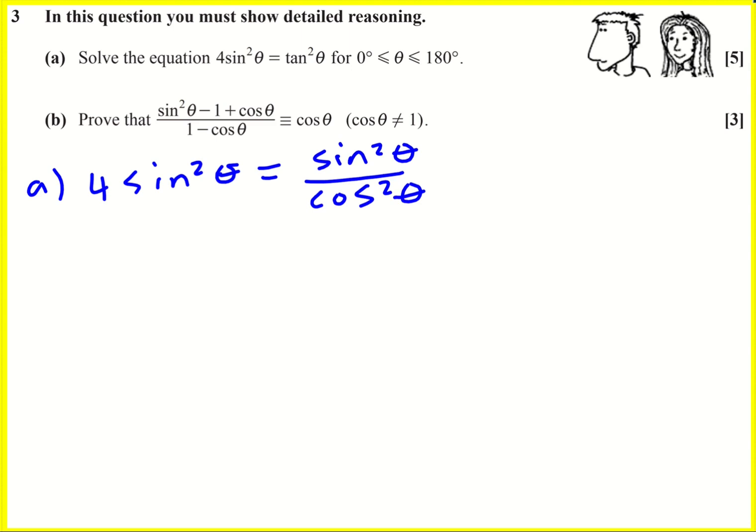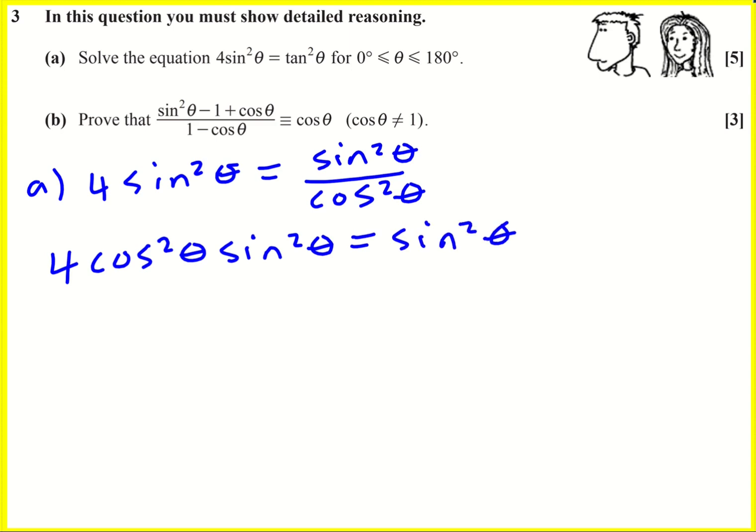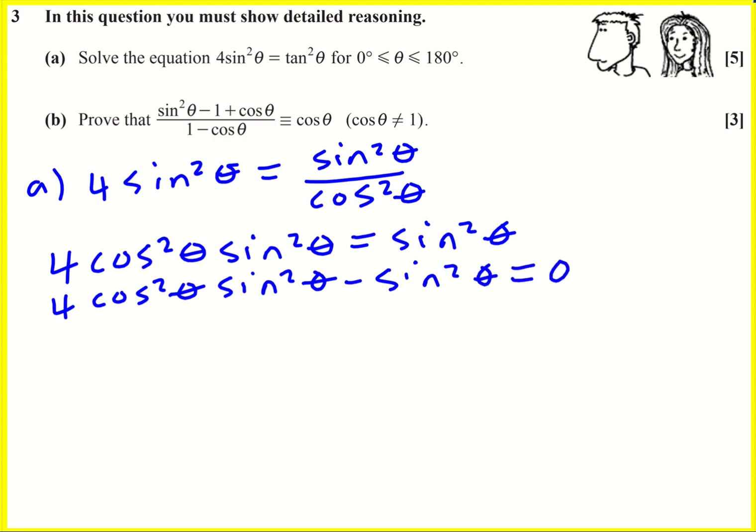Now, there's a few approaches you can take from here. The way I'm going to do it is I'm going to multiply through by cos squared, so 4 cos squared theta sine squared theta equals sine squared theta. And now I'm actually going to subtract sine squared theta from both sides. So I'm going to get 0. And then I can factorize out that sine squared theta.